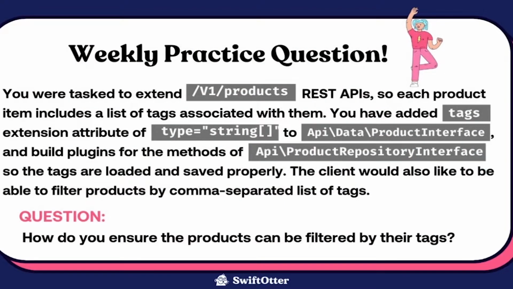You are tasked to extend V1 products REST APIs, so each product item includes a list of tags associated with them. You have added a tags extension attribute of type array of strings to the API data product interface and built plugins for the methods of the API product repository interface so the tags are loaded and saved properly. The client would also like to be able to filter products by a comma-separated list of tags. And the question: how do you ensure the products can be filtered by their tags?